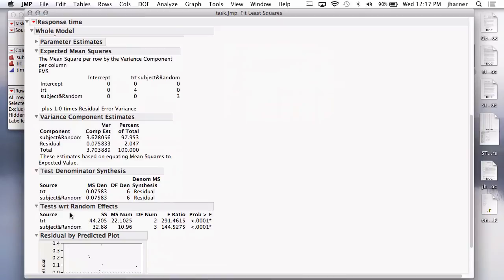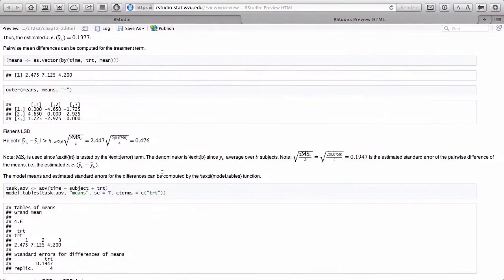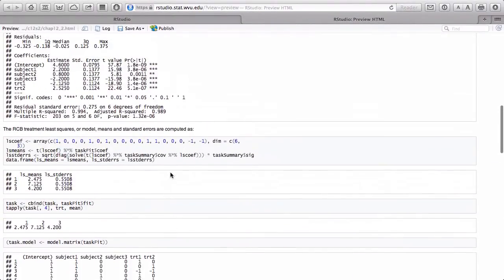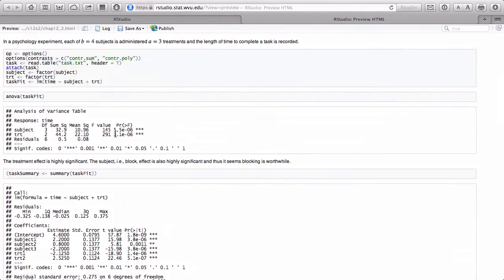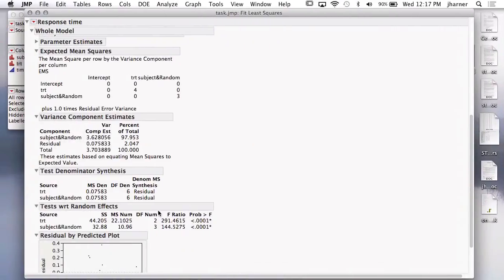Now notice, in their analysis of variance, they have treatment, subject, and here's the 2 and 3 degrees of freedom. And notice that 291, remember that was the F value? I hope that it was 144. So those are the treatments. Where was our output? Yeah, 144.5. R is rounding off. But in other words, the two F ratios are the same.